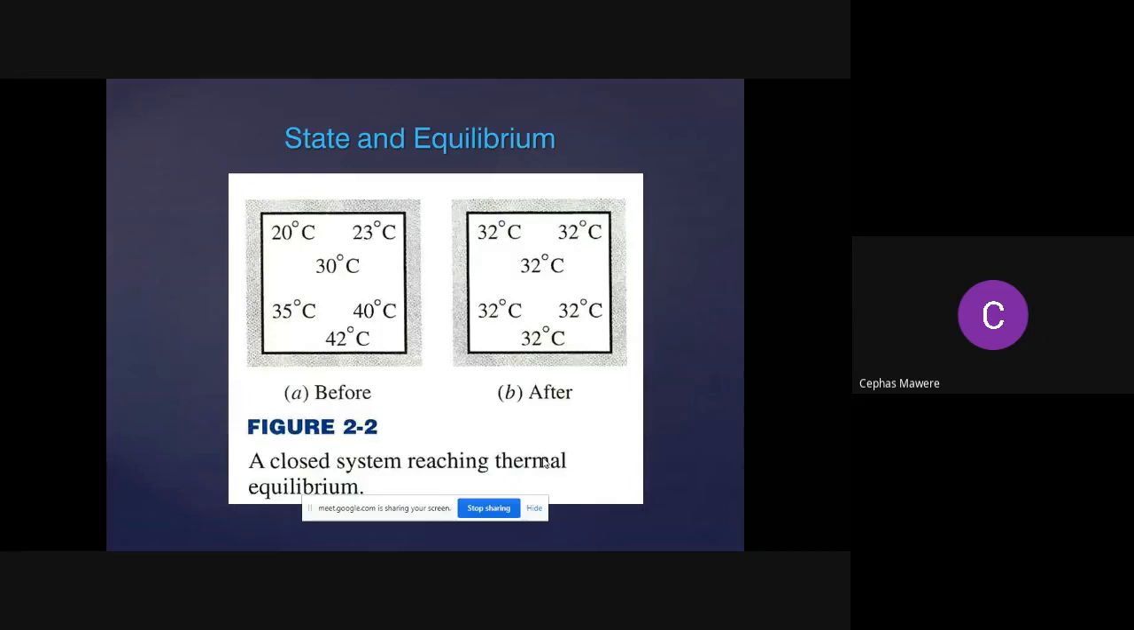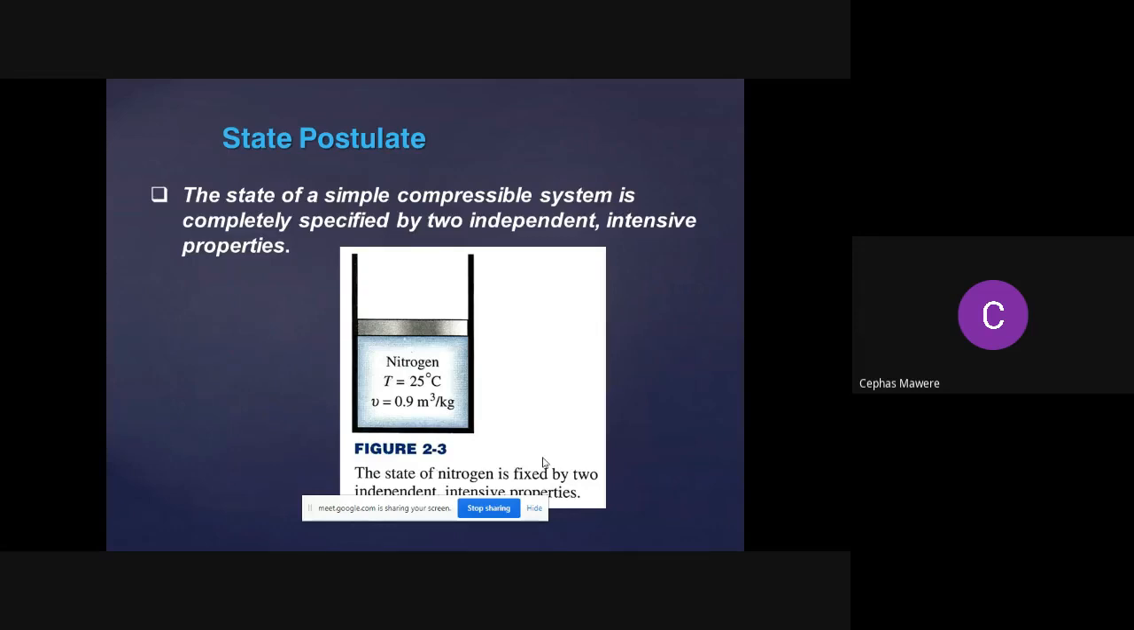All right. So if we take a look at a closed system which is reaching thermal equilibrium, before there was 20 degrees Celsius, 23, 30, 35, 40, and 42. And when it reached thermal equilibrium, in diagram B there, we see that the temperature throughout the system was 32 degrees Celsius.